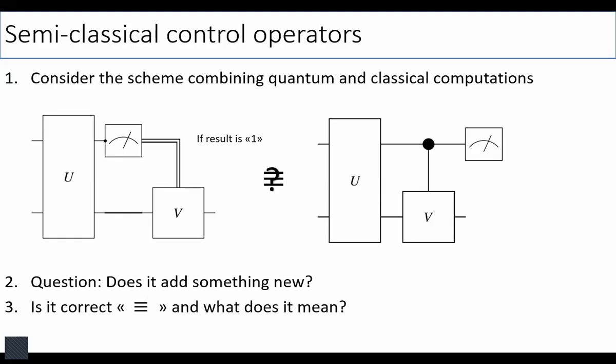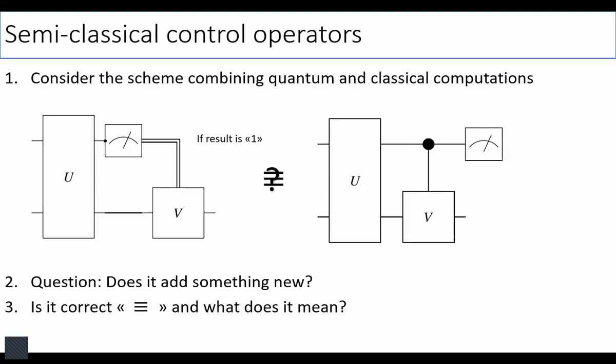So does it matter how we do it? And the question to the room, what do you expect? To the room or to the Zoom? You think yes. So are those two schemes equivalent? If you first measure and depending on the result apply V, or you first apply controlled V, which is the quantum version of the if operator, and after this measure, would the result be the same? No, but I have a measurement in both cases.